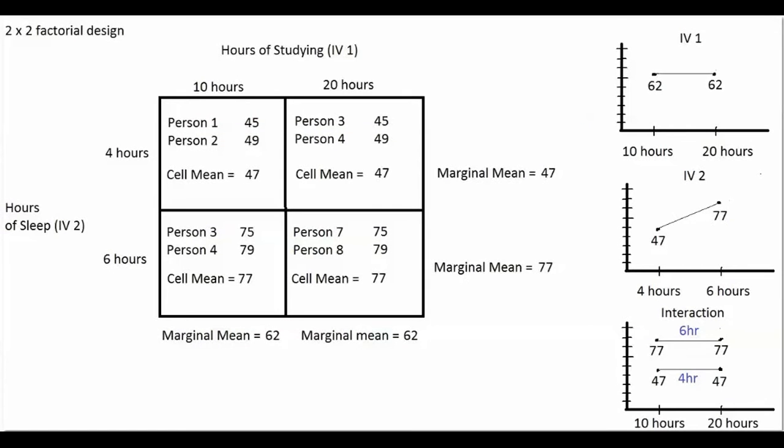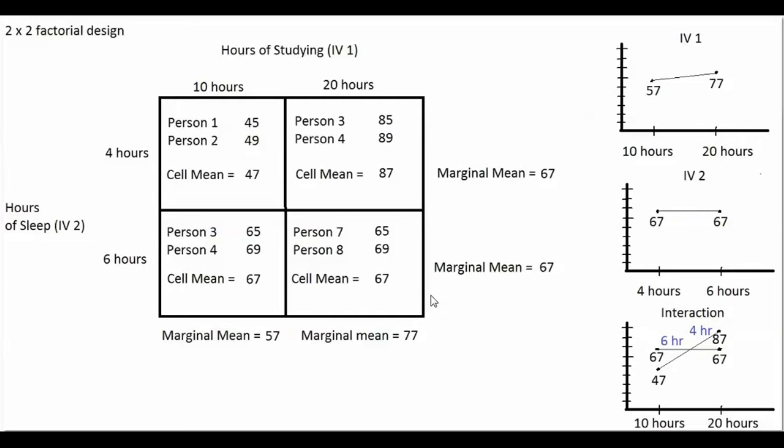Let's now look at another example. I changed the numbers again. This time, the 2 column means are different. This column mean is 20 higher than this column mean. So there is a main effect of IB1. We can see that main effect right here in the top graph. But the 2 row means are equal. They're both 67. So there's no main effect of IB2. There's no main effect of hours of sleep. And down here, we have 2 lines that are not parallel, so there is an interaction.